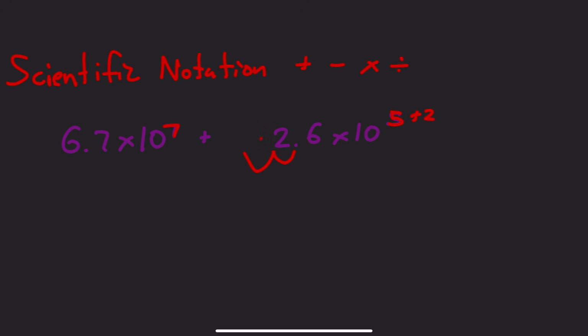So if I were to fix it up, I'll put a 0 there, and I'll put my decimal point right there. Let me rewrite everything so it's neat. So it's going to be 6.7 times 10 to the 7th plus 0.026 times 10 to the 7th. Can you see what I did there? If you can't, pause, think about it, take your time, okay?